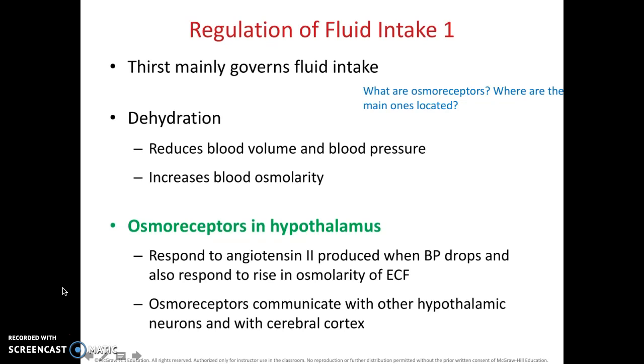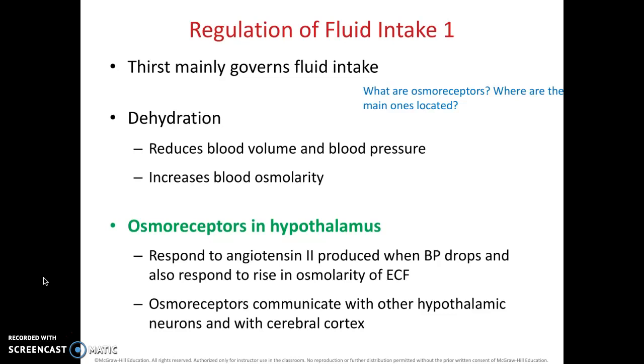So the regulation of fluid intake is mostly governed by thirst. So you're going to intake fluid when you're thirsty, obviously. Dehydration functions to reduce blood volume and blood pressure and will increase the blood osmolarity because there's not as much water. So you want to prevent this dehydration.